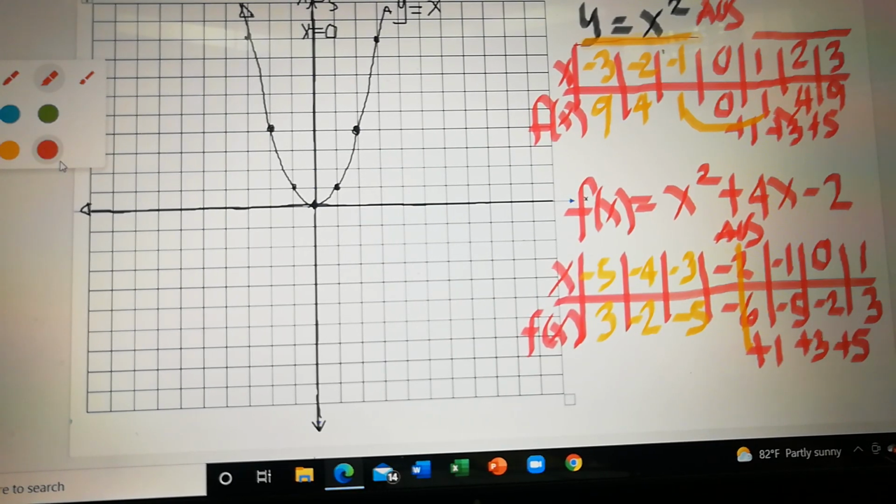Okay, so let's do the graph of the function f of x equals x squared plus 4x minus 2. So the vertex is at negative 2, negative 6. Count 1 to the right, then 1 unit upward. That is the plus 1. Count 1 to the right, 3 units upward. That is the plus 3. Count 1 to the right, 5 units upward. 1, 2, 3, 4, 5.